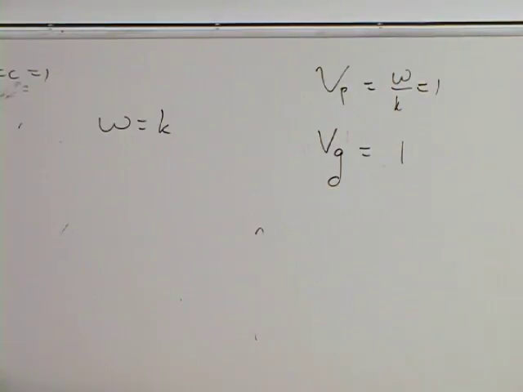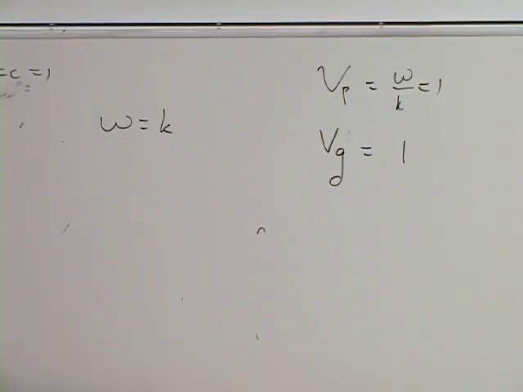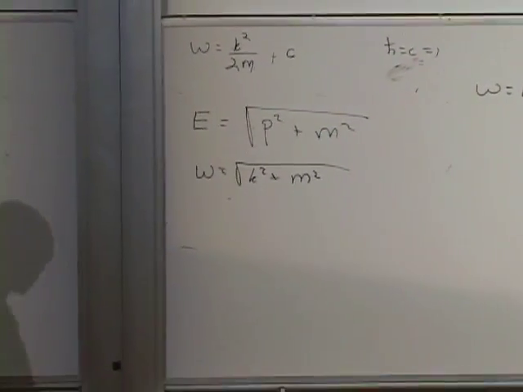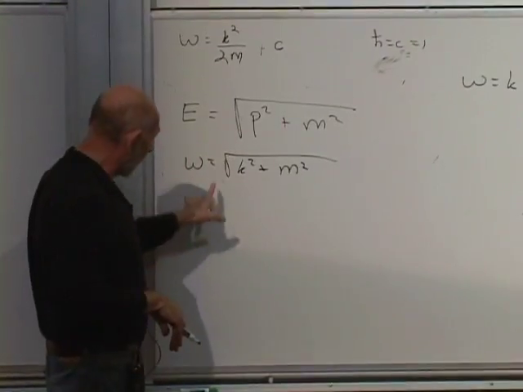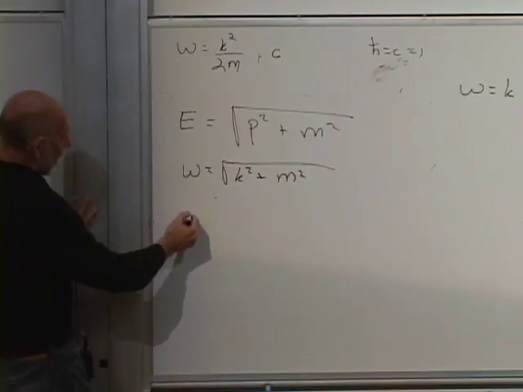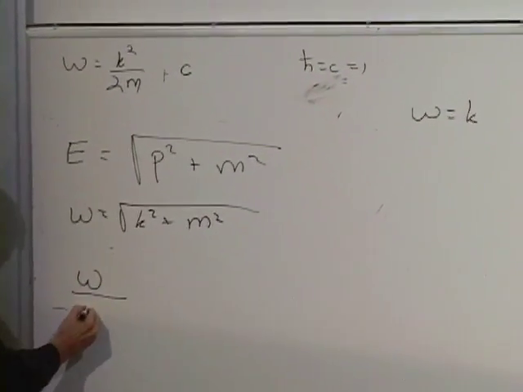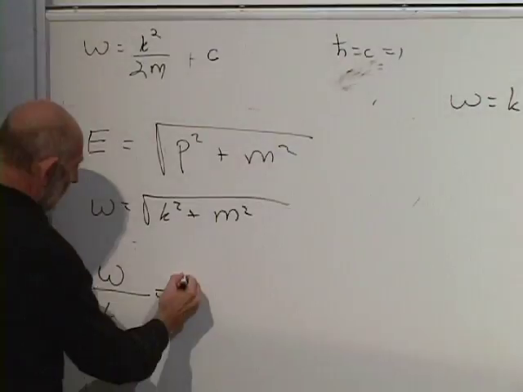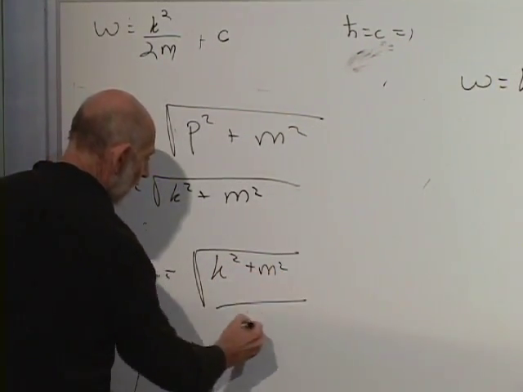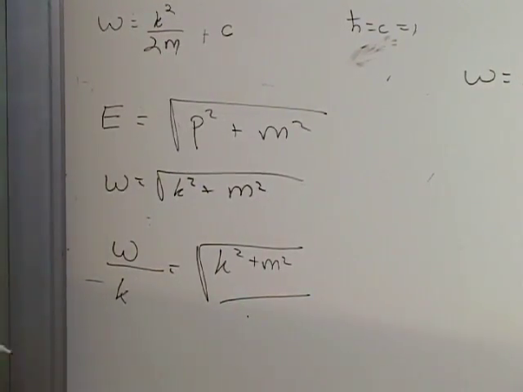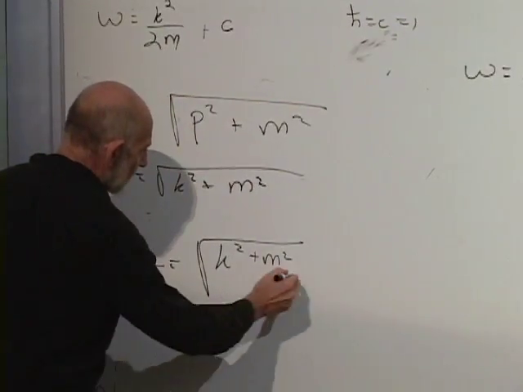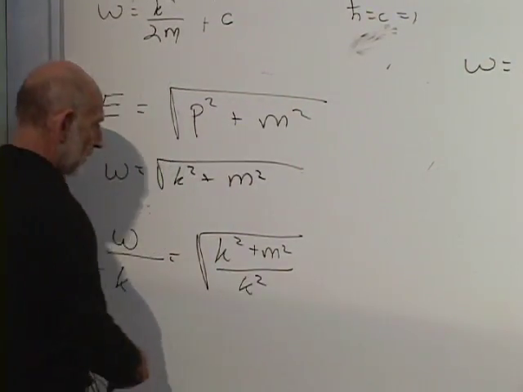Of course it's mass. Energy equals square root of momentum squared plus mass squared. But now let's calculate the group velocity when the mass is not equal to 0. Well, both of them. Omega over k, that's the phase velocity. That's the square root of k squared plus m squared, over k, but let's put it all inside the square root. Then it becomes k squared plus m squared over k squared.